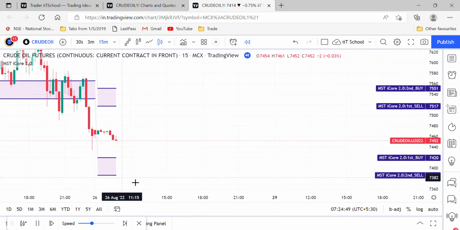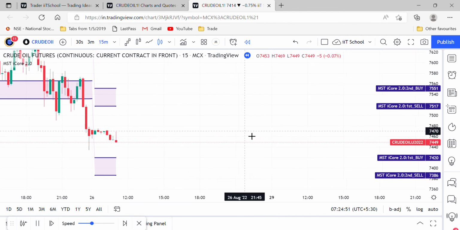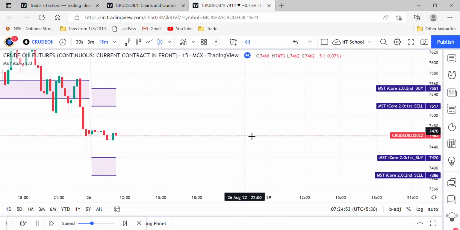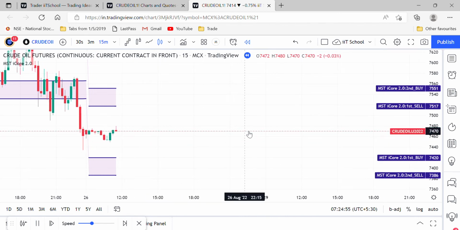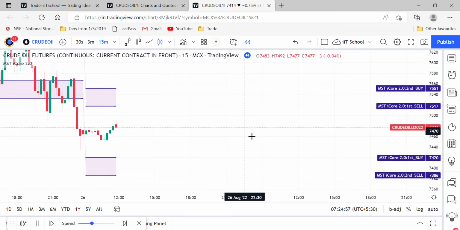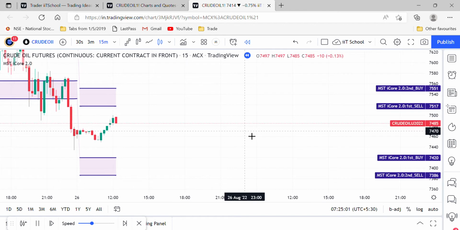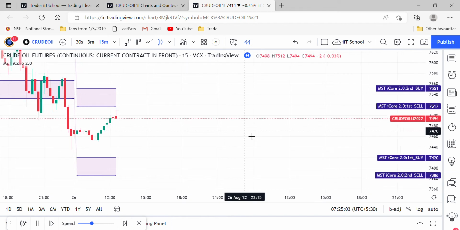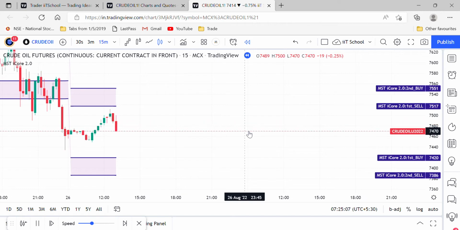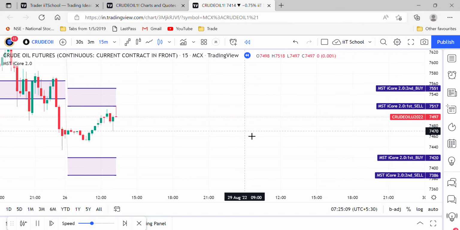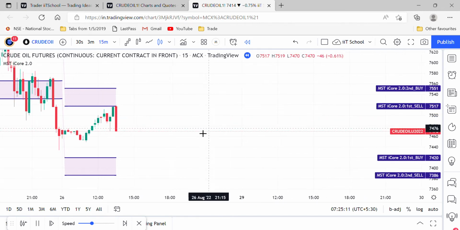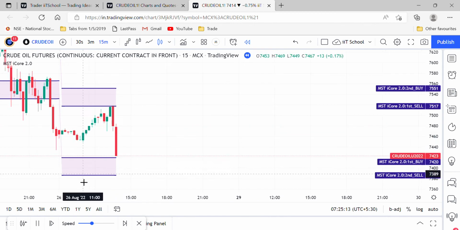So the market is about to fall down to the first buy entry at 7420, but the market is not in our hand, so we have to wait. Whichever side it reaches, that side we have to take the entry. You can place the advanced sell entry and advanced buy entry. Whichever triggers first, you trade that side, the other side you can ignore. That's all. So we got the entry here.